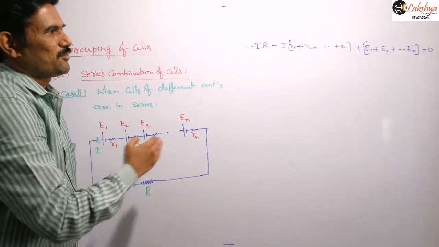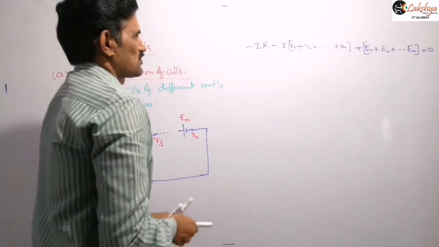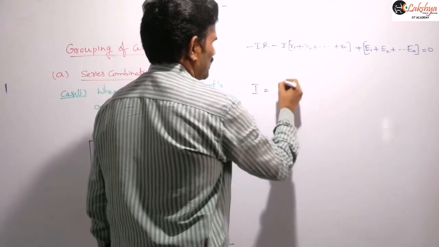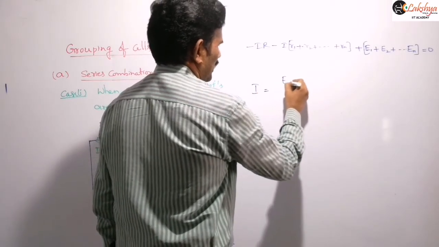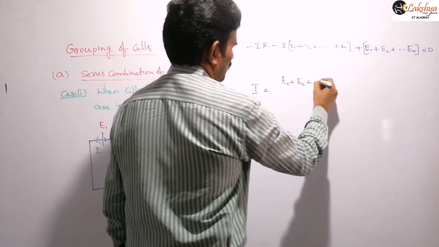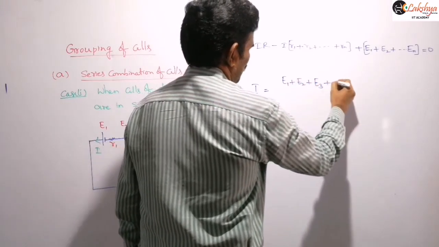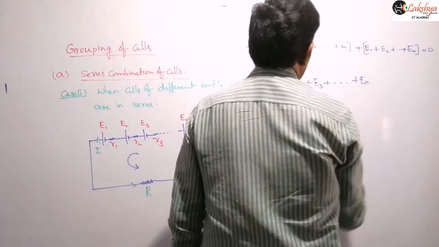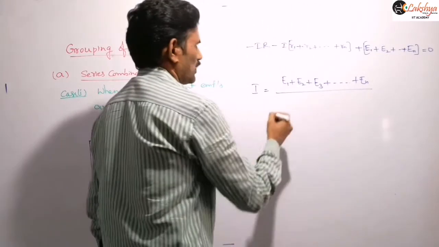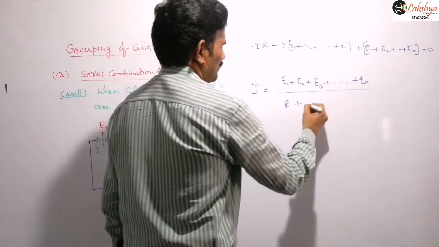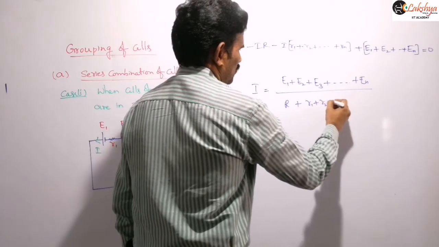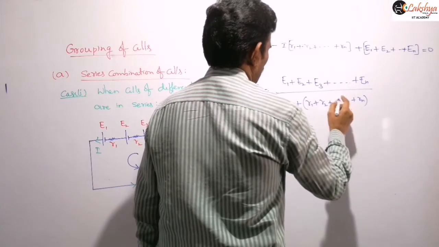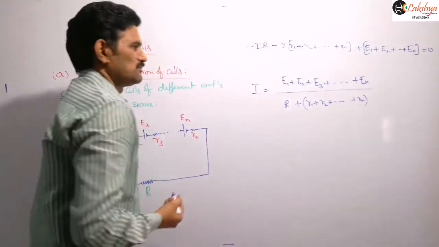And so now simply from this we need to find this I value here. So I am finding this I value as: I is equal to E1 plus E2 plus E3 plus and so on plus En, divided by R plus R1 plus R2 plus and so on plus Rn, or here write the R3 term also, plus and so on, right?